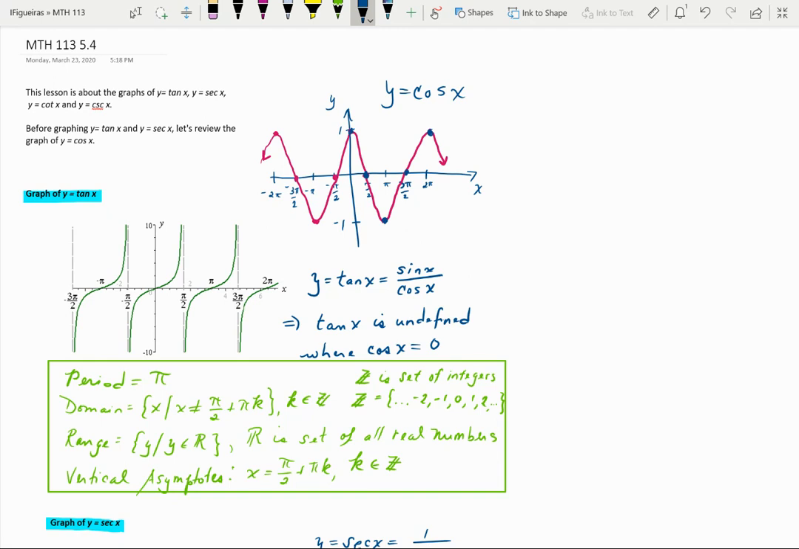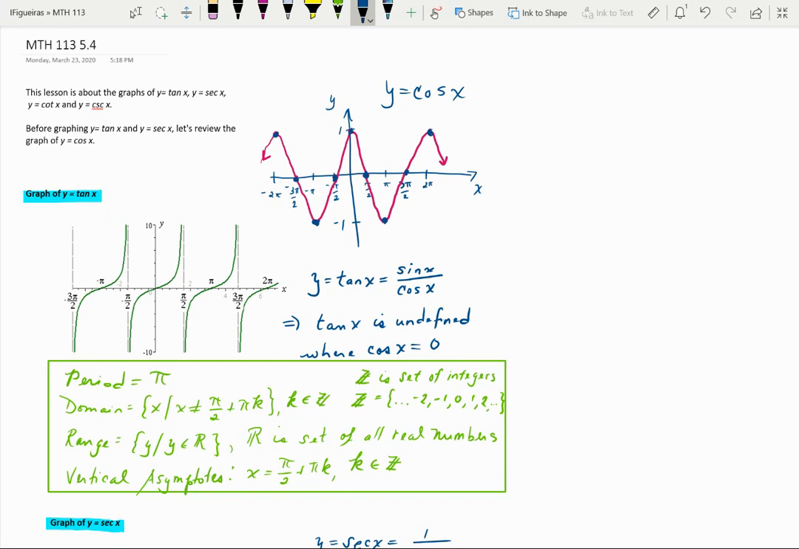If I look on the left, from 0 to negative pi over 2, it drops down to 0, then down to negative 1, back to 0, and returns back to a value of 1 at negative 2 pi. And again, it keeps oscillating like that to the left.